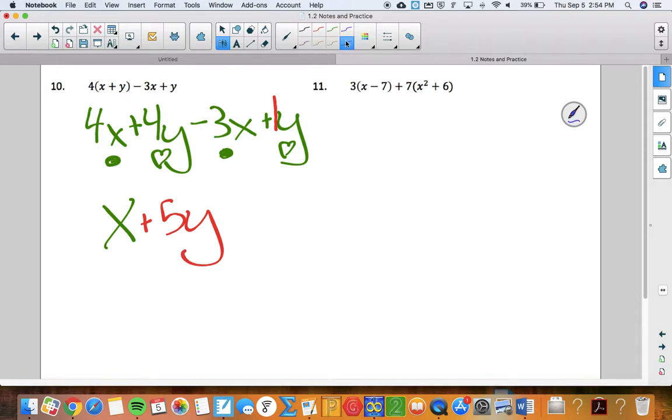Beautiful. Last one. 3x minus 21 is what you get when you distribute. Plus 7x plus 42 is what you get when you distribute. Oops, 7x squared. So try to write your answer in standard form. That's the way when you check answers it'll look. It's on a multiple choice test or ACT. The answers will be in standard form.